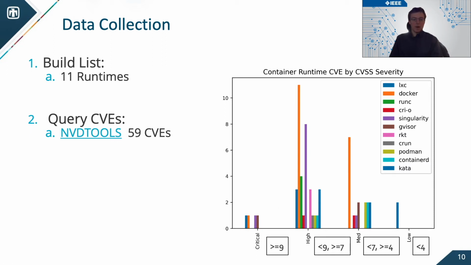This bar chart on the right breaks down the vulnerabilities by container runtime based on their CVSS score, their common vulnerability scoring system. The CVSS score defines the severity of the vulnerability, with the higher being the more severe. As you can see, 40 of the vulnerabilities are higher or critical severity. And so we can see that container runtime vulnerabilities are high severity exploits.